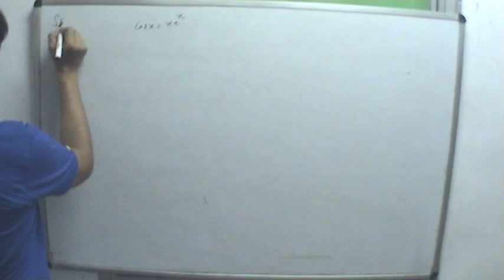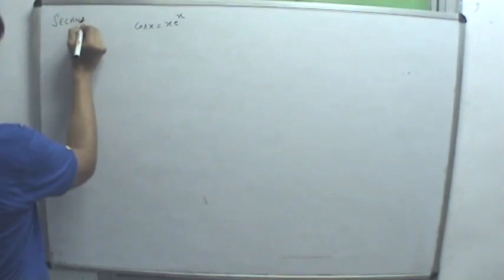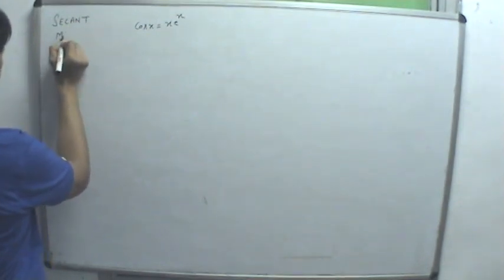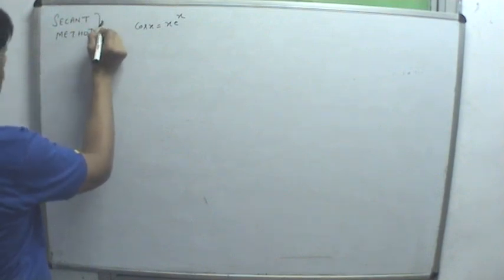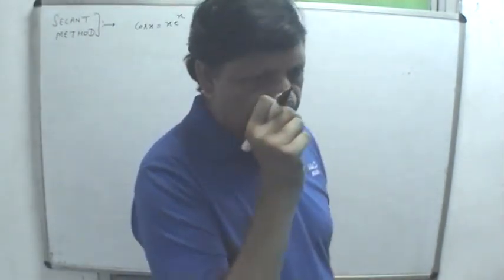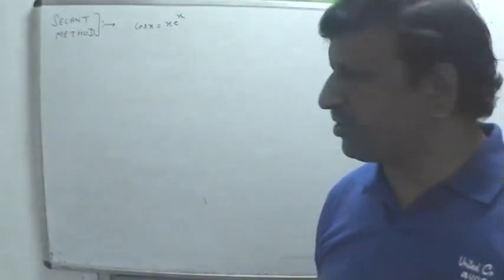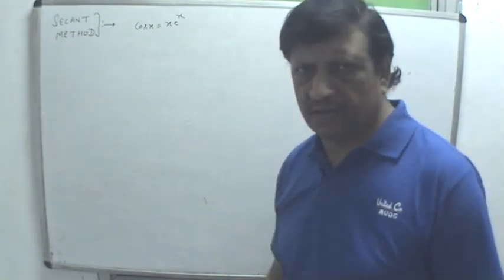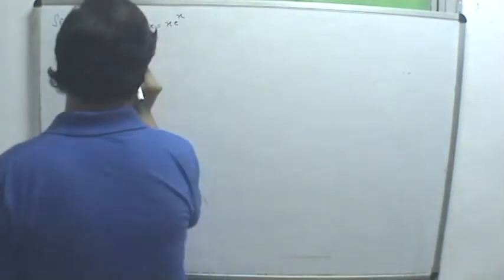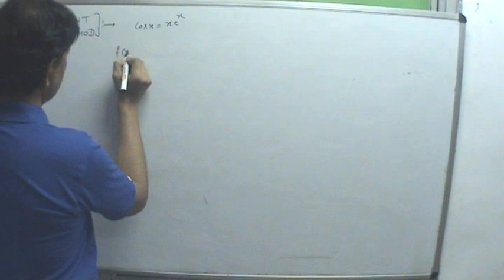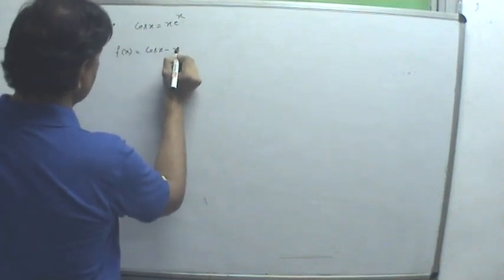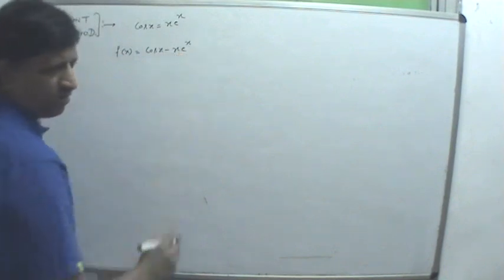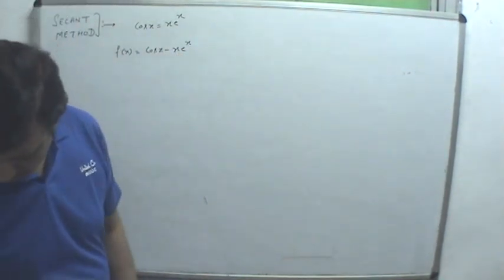Here we are following the secant method. Find the exact value of the variable, it means x, by using the secant method. Now here it is a function. We can write this function in this form: f of x is equal to cos x minus x into e raised to the power x.